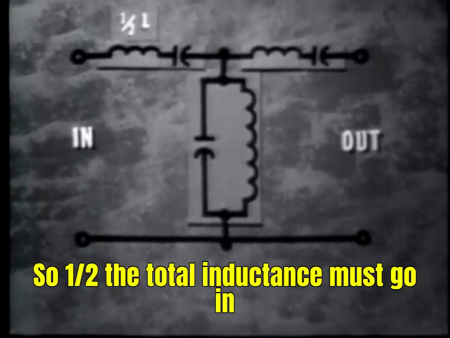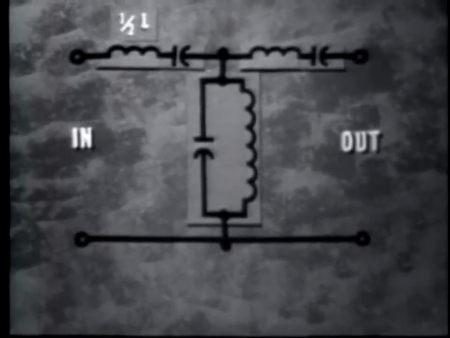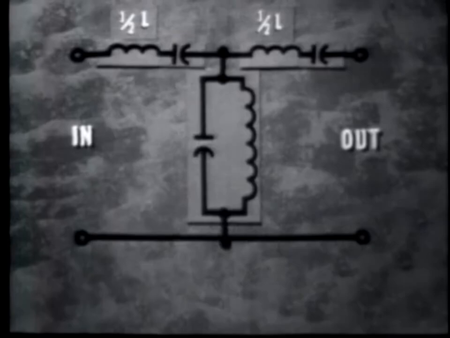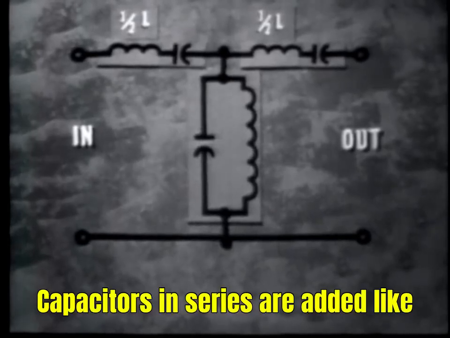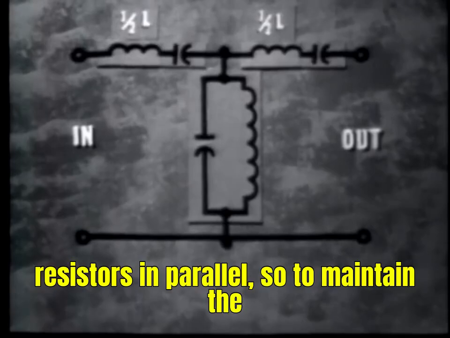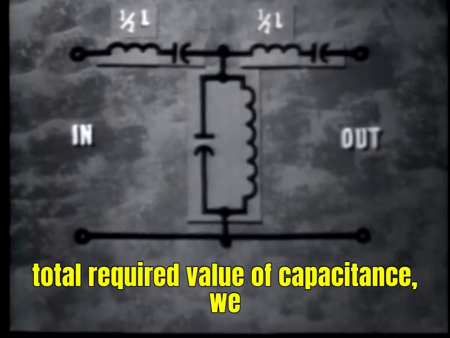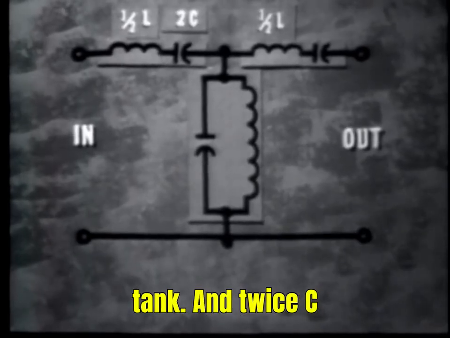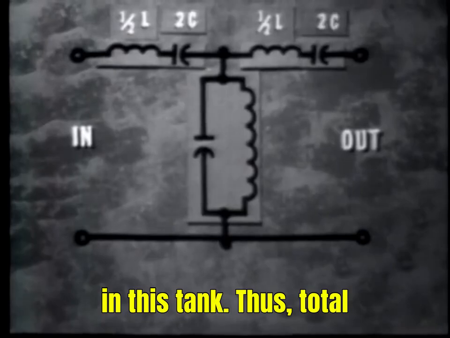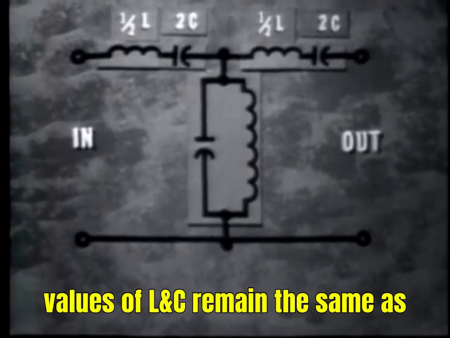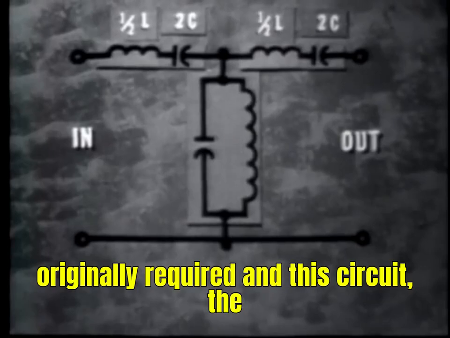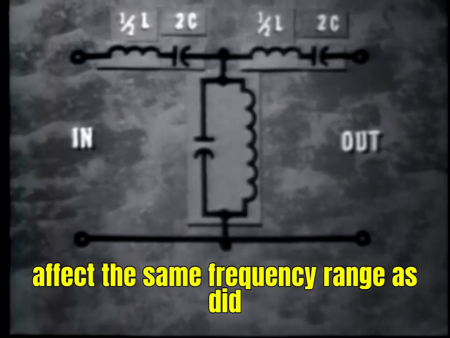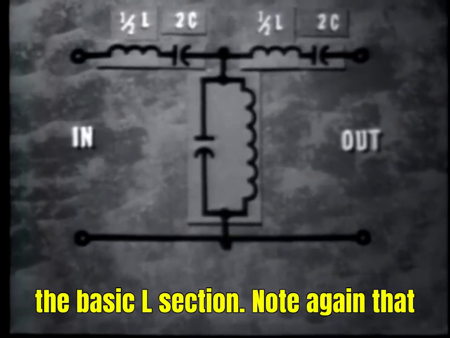So half the total inductance must go in the input tank, half in the output tank. Capacitors in series are added like resistors in parallel. So to maintain the total required value of capacitance, we must put twice the capacitance in this tank and twice C in this tank. Thus, total values of L and C remain the same as originally required, and this circuit, the T section band-pass filter, will still affect the same frequency range as did the basic L section.